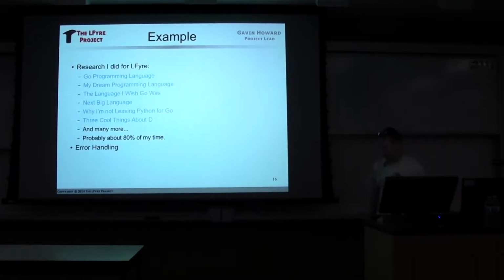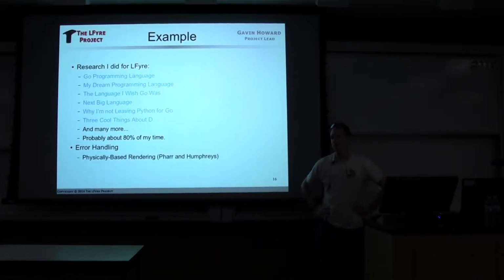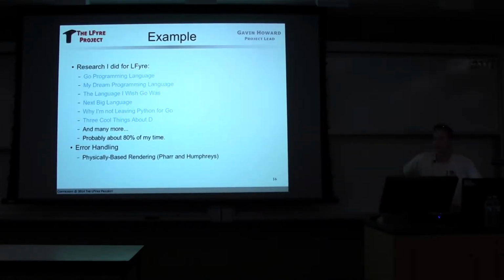One example was error handling. You'll never believe where I got LFyre's error handling system. Some of you probably don't even know the book. Physically Based Rendering by Farr and Humphreys. They have a system in there where they treat errors differently based on the severity of the error. And that was kind of obvious. And it was kind of important for LFyre, considering that its most important goal was error-free programming. So, I went everywhere. I searched high and low. Even a book about graphics programming, I found what I needed.